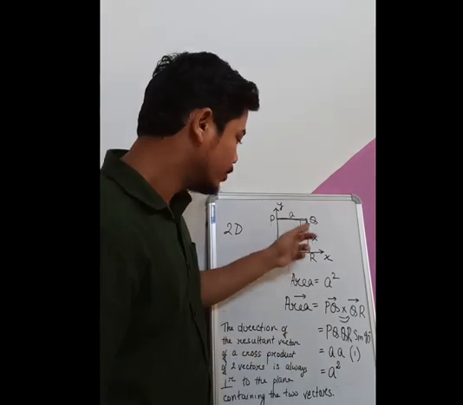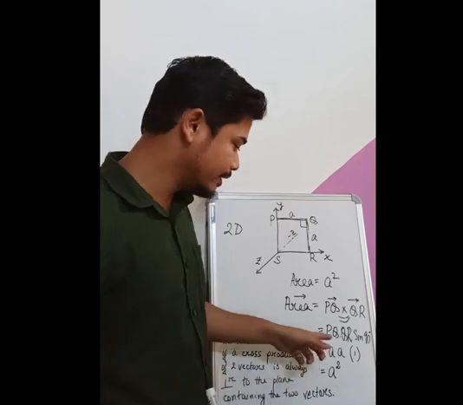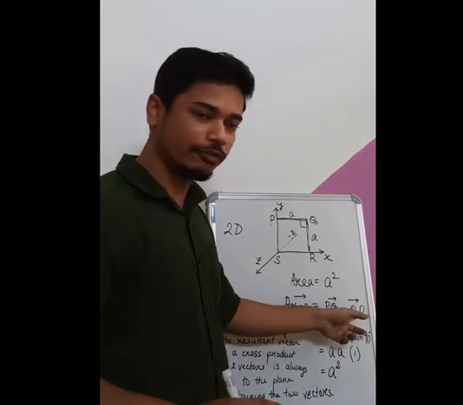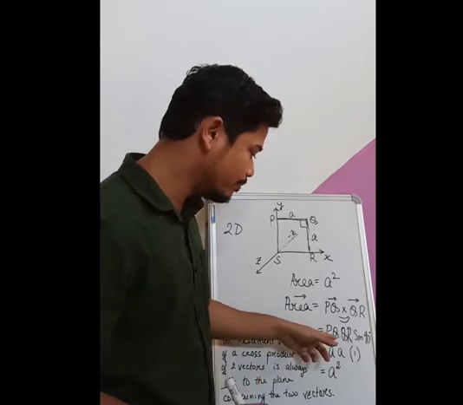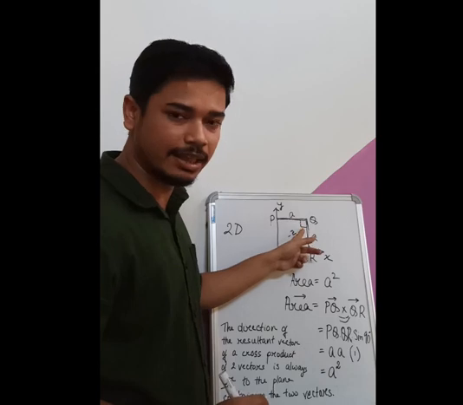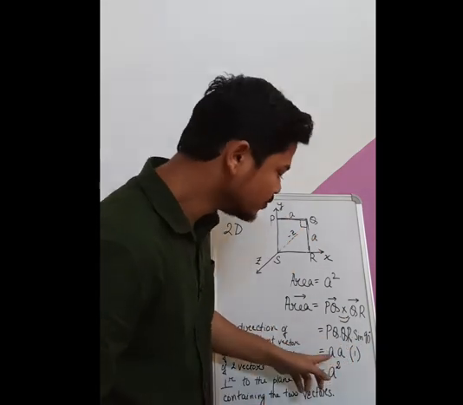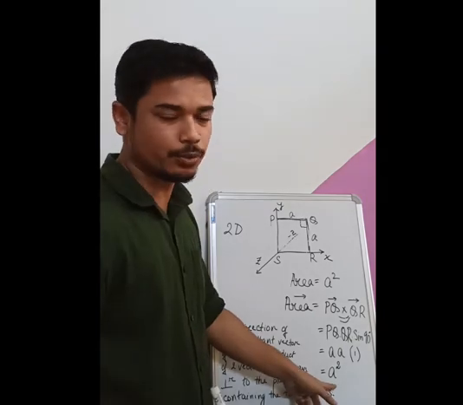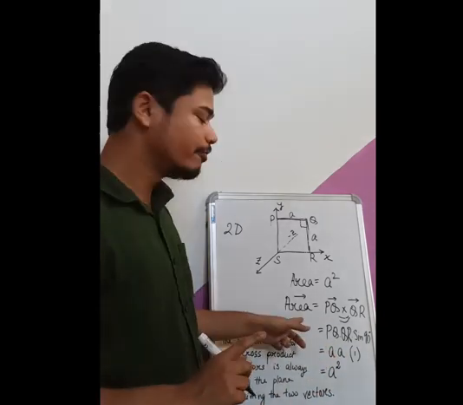So A times A. As you know, the resultant of a cross product of two vectors is vector A into vector B into sine of the angle between the two vectors. So here I have done PQ into QR sine 90 degrees. The angle between them was 90 degrees, therefore I have written 90 degrees here. So what is the resultant? We get the resultant to be A square. Is this A square a scalar quantity? No, it is a vector quantity.